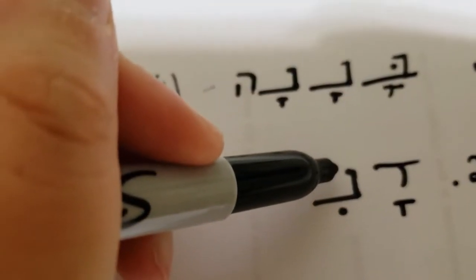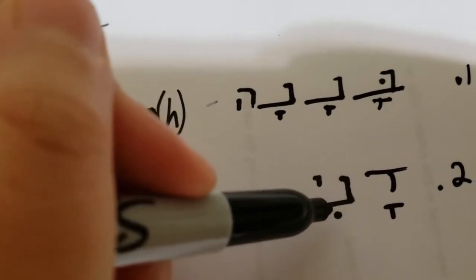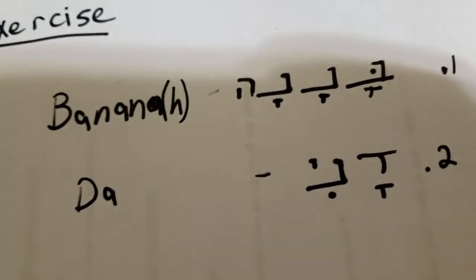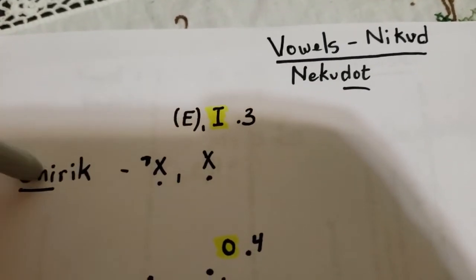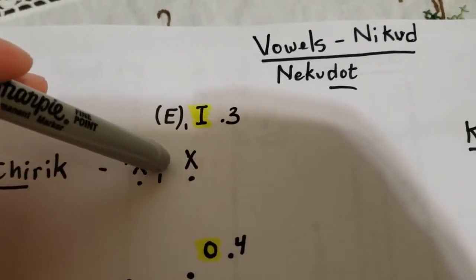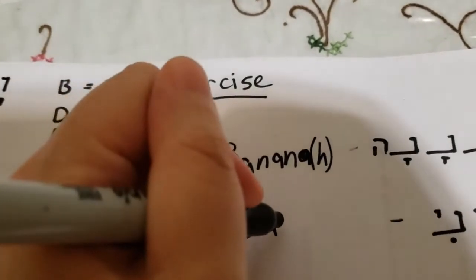Next letter we have is nun. Nun is like N. Then we have one dot under. One dot under is chirik. Chirik makes E. E or I. So let's do N.